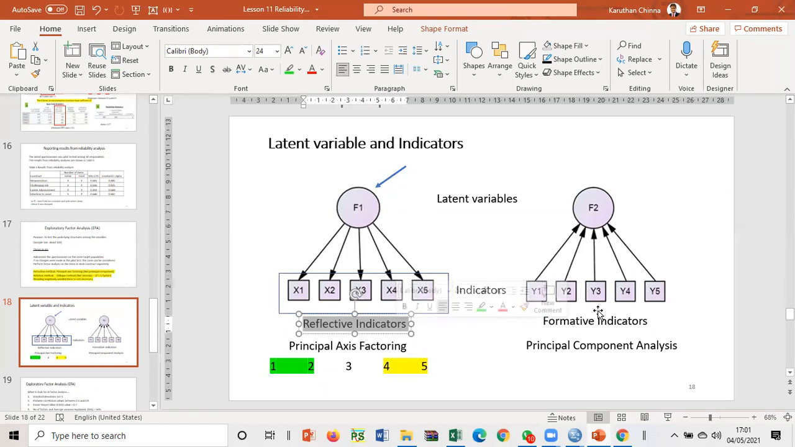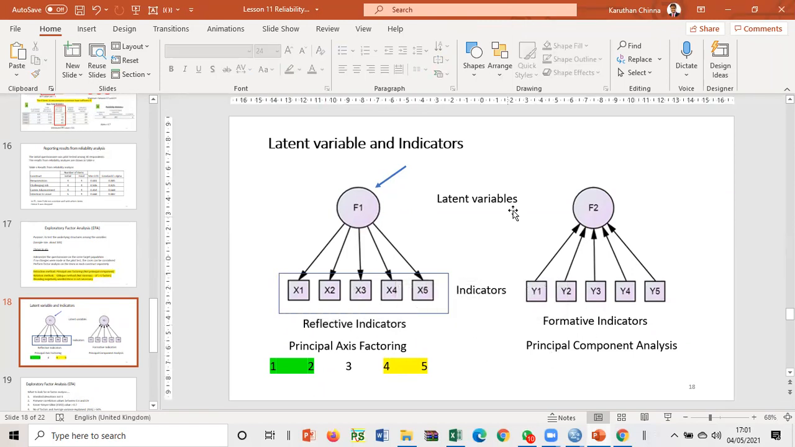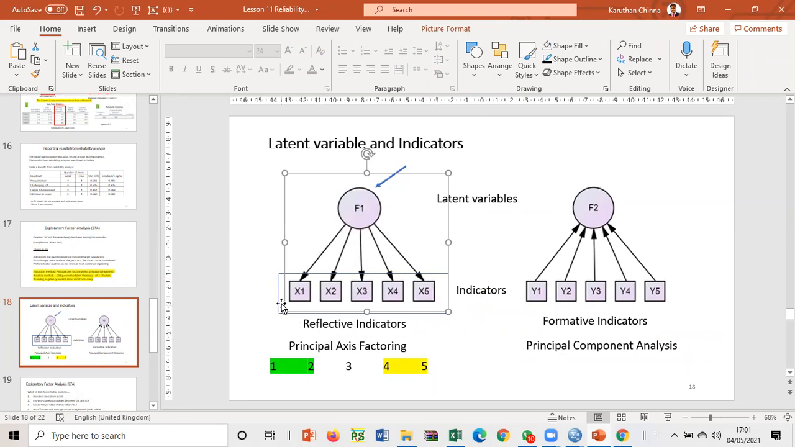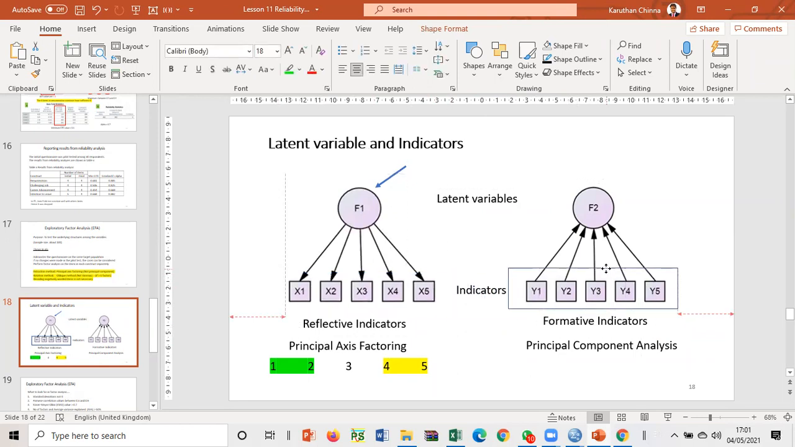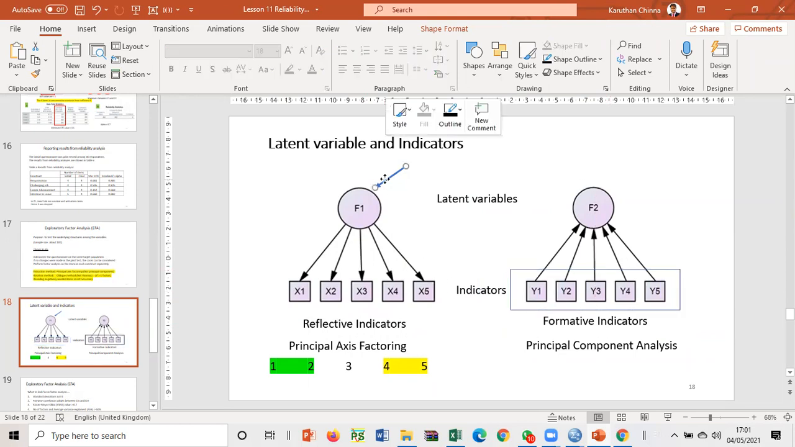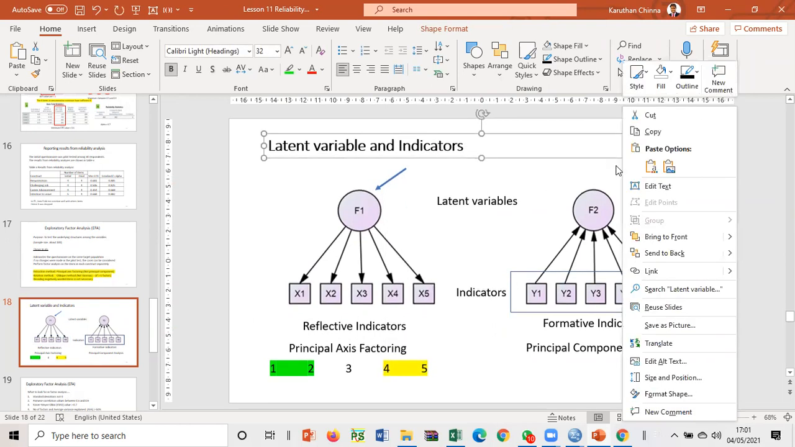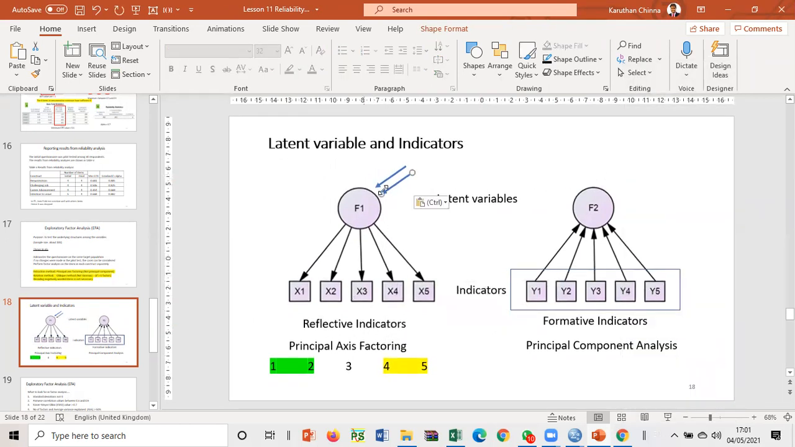On the other side, what's the difference between number 1 and number 2? The arrows are pointing upwards. So they are formative. Example, let's say a student's performance in school. Student's performance in school depends on what?